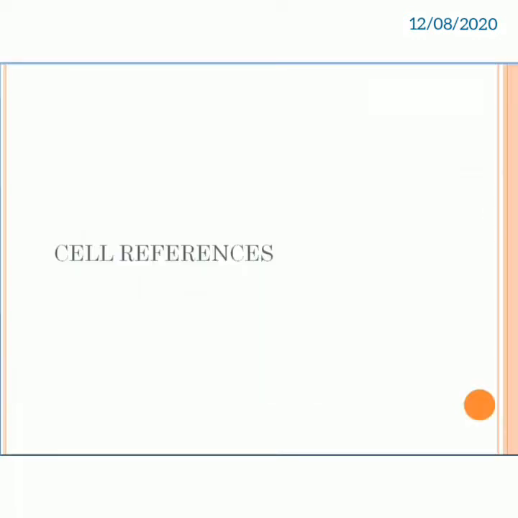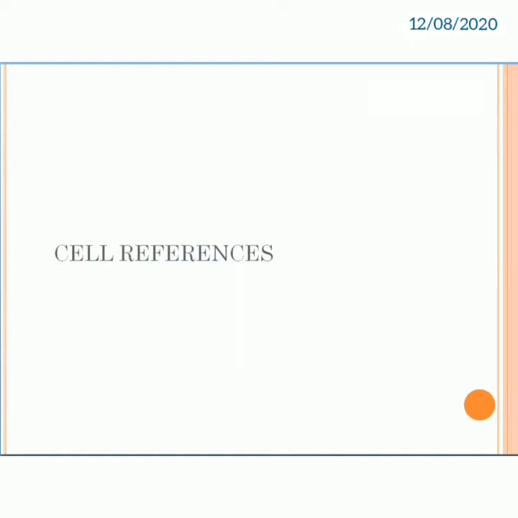Next topic, cell references. So dear children, what are cell references? The cell address in the formula is known as cell reference. Again I am repeating. What is a cell reference? The cell address in the formula is known as cell reference. For example A1, B6, etc., where A denotes the column name and 1 denotes the row number. I hope all of you are clear.